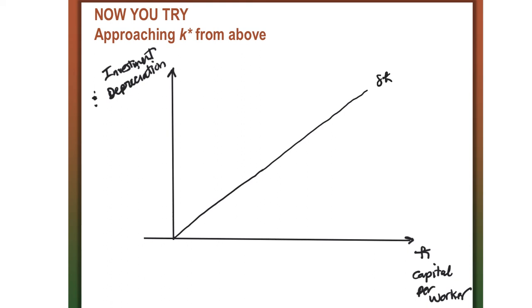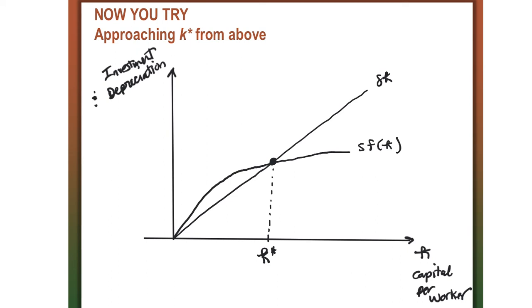Then we also have our savings function that looks a lot like our production function, something like this. Let's call this S times F of little k. This is our investment function. The first part of the question was, where is the steady state value? That's easy enough to identify. Where the curves cross, we drop down to the x-axis. That becomes our k star, our capital per worker in steady state.